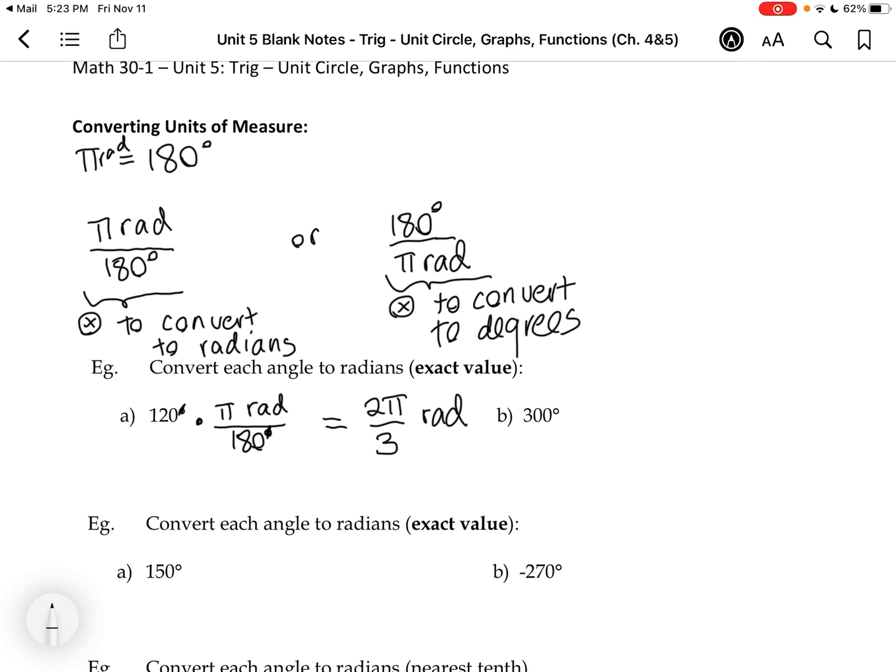Okay. If we're doing this with 300 degrees, we're also going to multiply by the same conversion factor because we want degrees to cancel. So pi radians over 180 degrees. Essentially now the pi is going to be left, nothing to cancel with the pi, but 300 over 180 is 5 over 3. So this works out to be 5 pi over 3 radians.